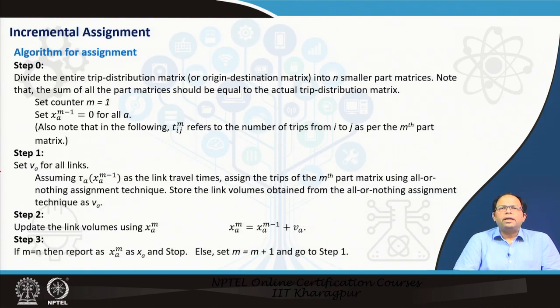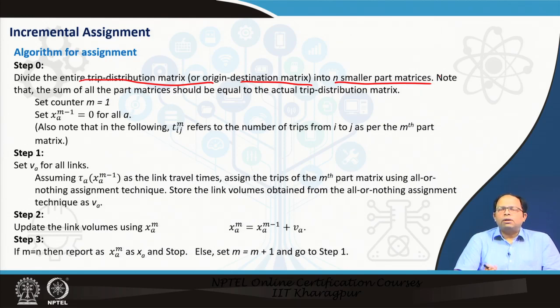So now how do we do the incremental assignment? Well, these steps look complicated, but actually it's very simple. We divide the entire trip distribution matrix, or the origin destination matrix, into n smaller parts. That means we divide into n smaller parts. We can divide it equally, but in most cases we can divide it so that at the beginning it's a little bit larger chunk.